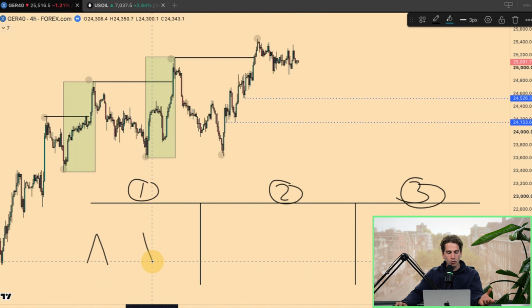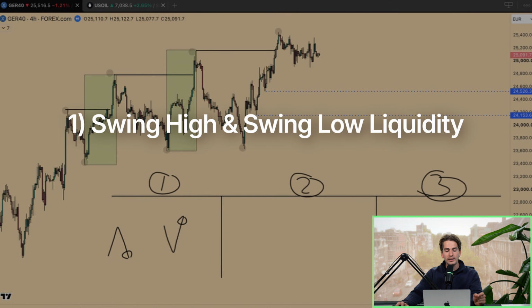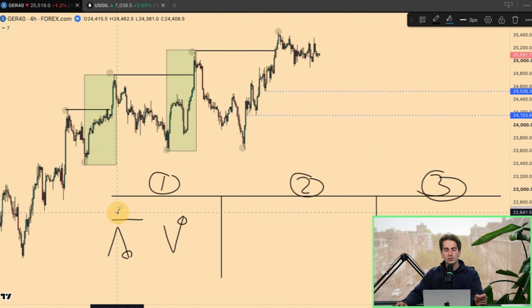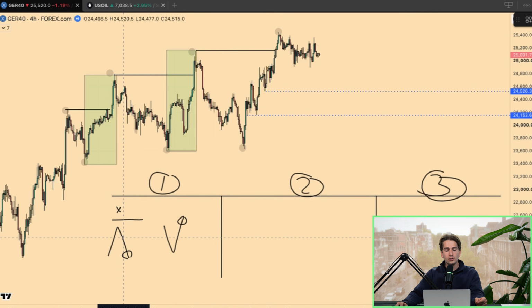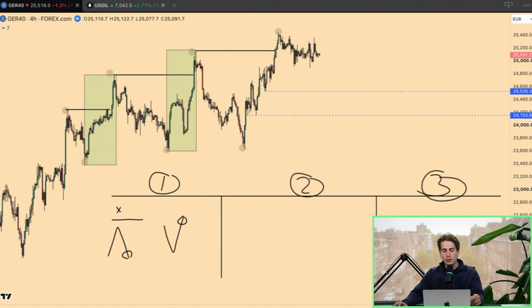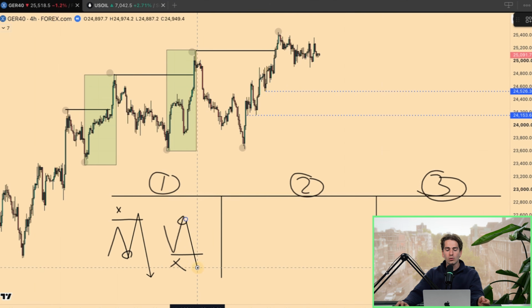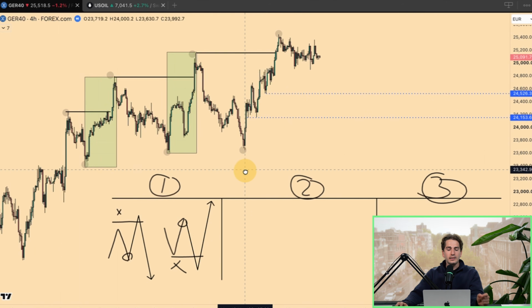Now, the first form of liquidity is the easiest one to identify, and that is swing high and swing low liquidity. What we believe is that above a swing point, for example a swing high, is where stop losses are going to be placed from traders who are going short. So ultimately what we're going to be looking for is a sweep of the overall high, a takeout of that overall high before the actual continuation towards the downside. And the same goes for swing low liquidity. What we're looking for is a takeout of the overall low for the continuation back towards the upside.